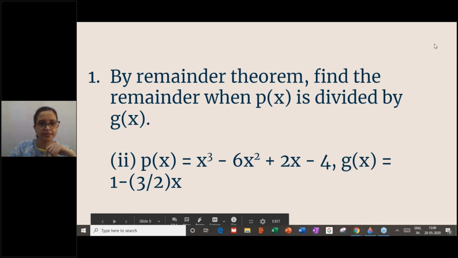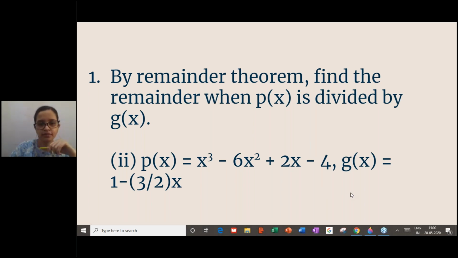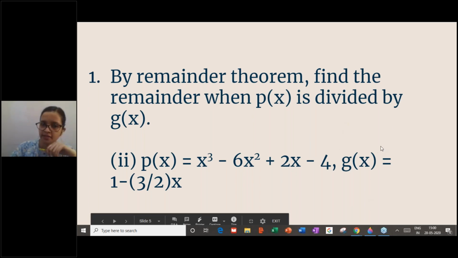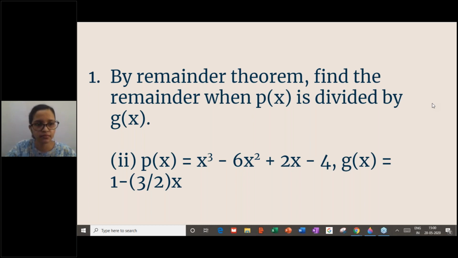Okay, so now let's see who can solve this question. P of x is x cubed minus 6x square minus 2x minus 4. And g of x is 1 minus 3 by 2x. So first equate g of x to 0. So you'll get the value of x. Then substitute, it'll be in terms of a fraction. So substitute that fraction in P of x. Get some answer. G of x will be in terms of a fraction. So it will be 1 minus 3 by 2x equals 0, or 1 is equal to 3 by 2x. So x will be 2 by 3. Right? So then substitute x as 2 by 3 in P of x.